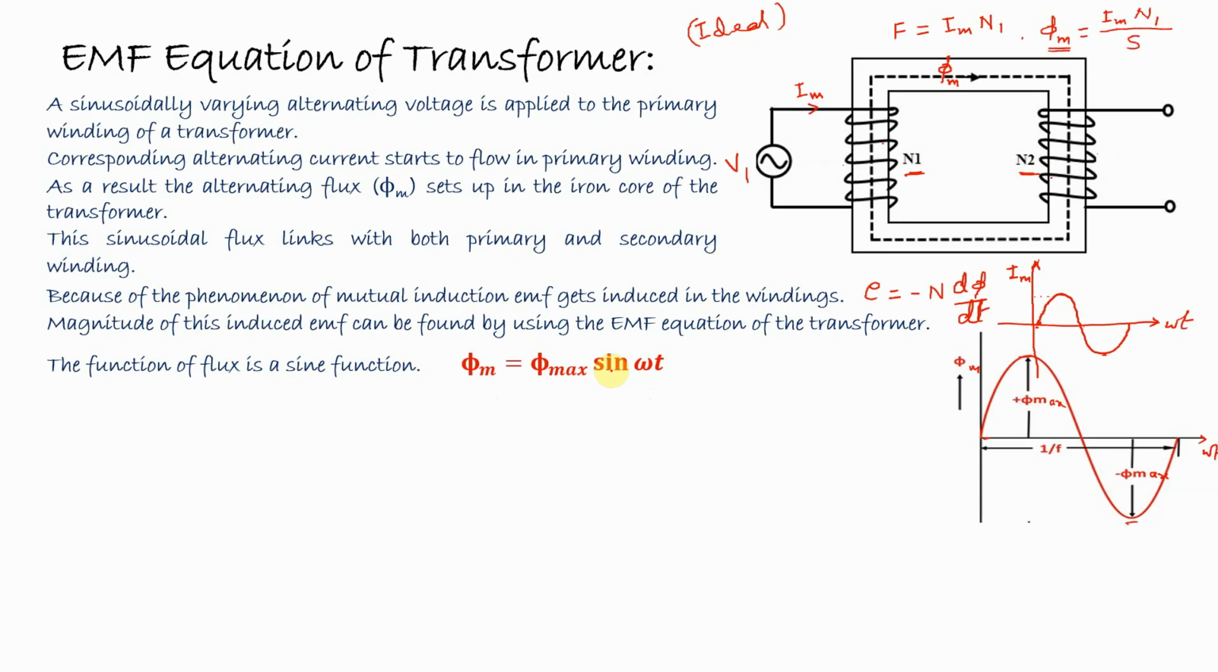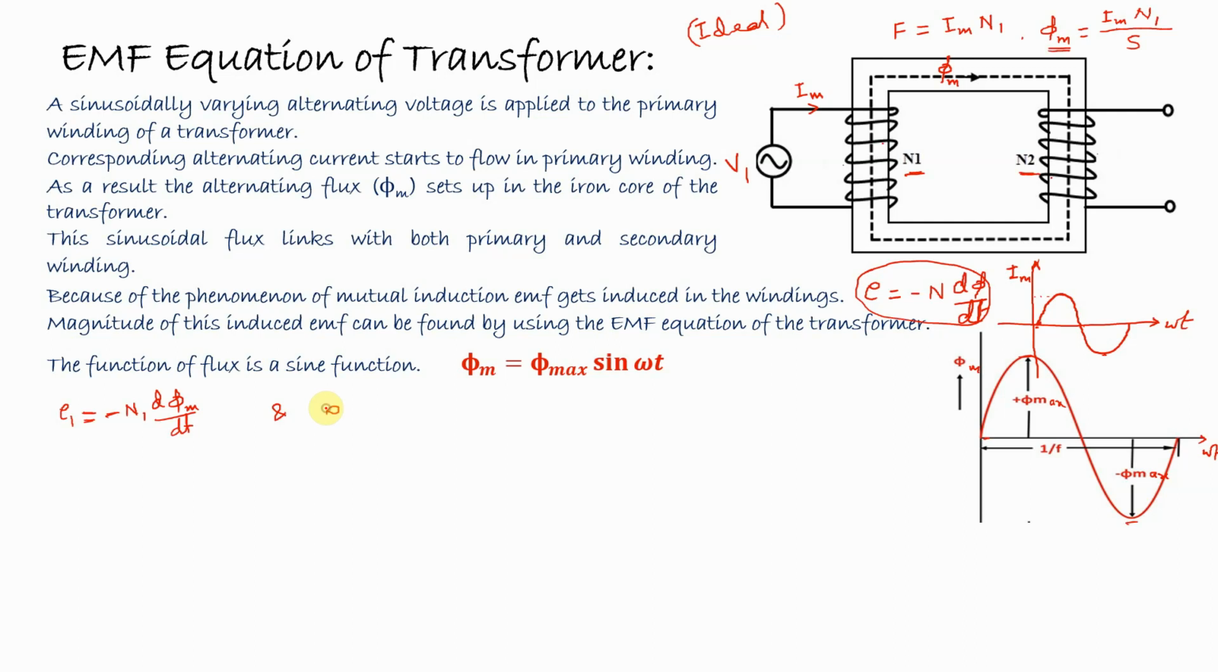Now, when this flux cuts the primary and secondary winding, then according to Faraday's law of electromagnetic induction, an EMF will be induced in the primary as well as in the secondary, and it can be represented as E1 equals minus N1 d phi m by dt. Here the minus sign is because of Lenz's law, because the induced EMF will oppose its cause. N1 is the number of turns of the primary and phi m is the mutual flux, which changes with respect to time. So this is the instantaneous value of the induced EMF in the primary side.